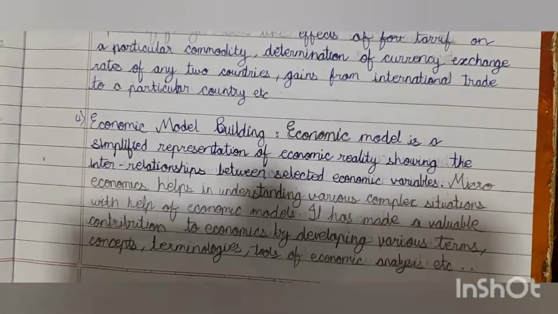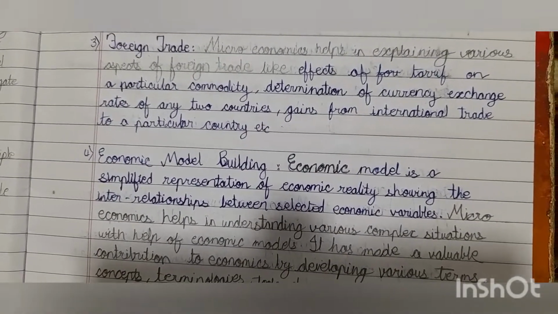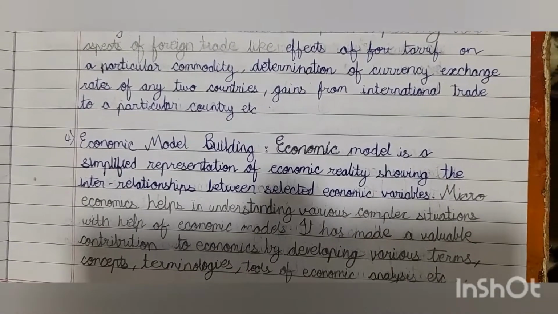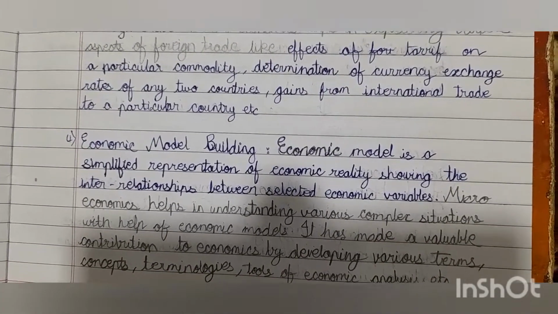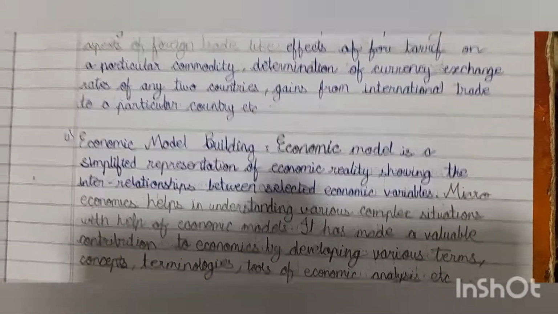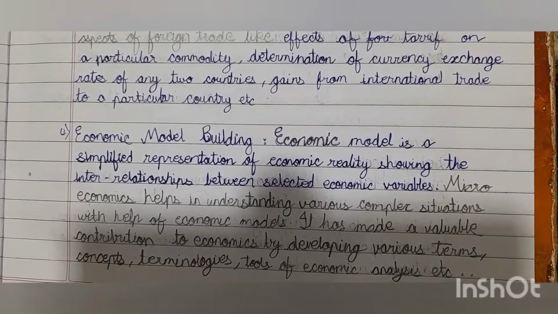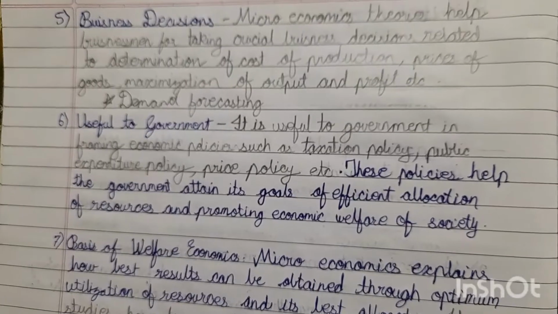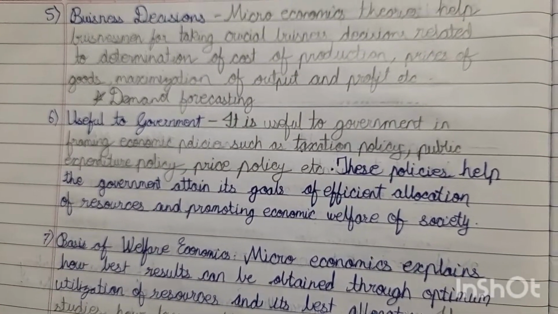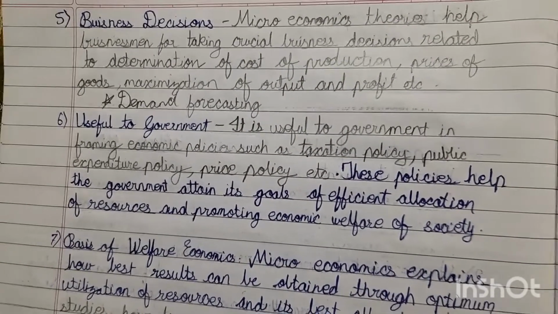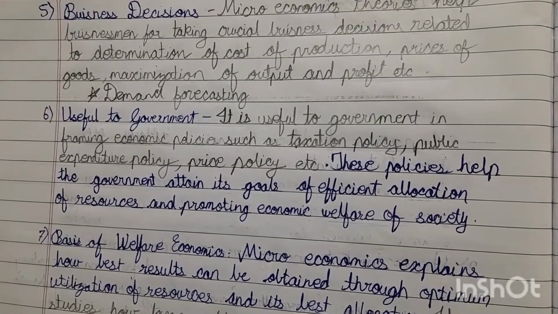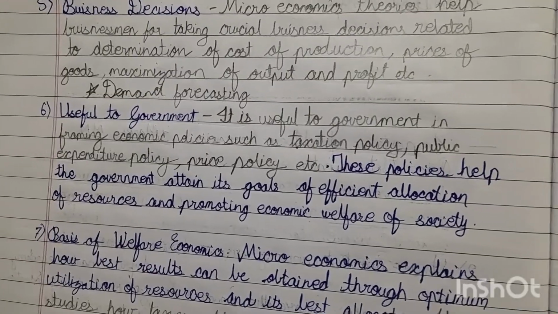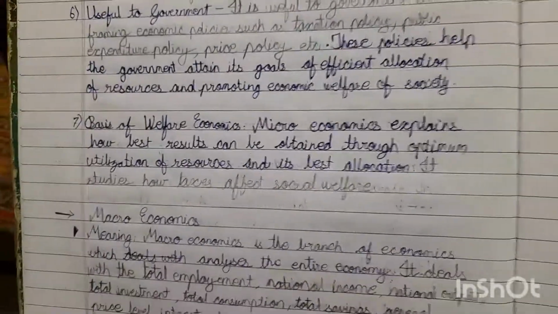Economic model building. Economic models are basically simplified representations of the economic reality, and this will ultimately help in studying the overall economy and making decisions which can be helpful on a larger scale. Fifth point, microeconomics is very helpful while taking business decisions, as it can help in calculating the cost of production, prices of goods, how to maximize output, profits, etc.